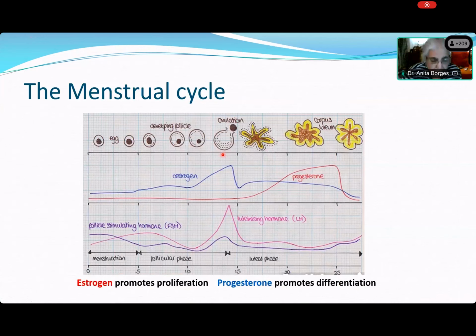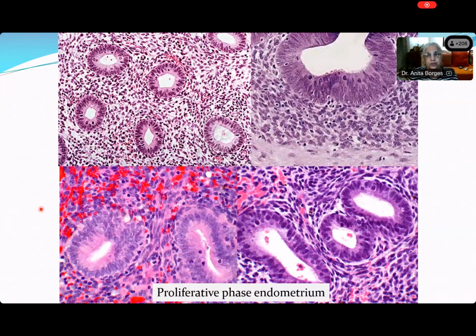Okay, so once again, please be aware of the menstrual cycle, and I'm repeating it like a mantra. Estrogen promotes proliferation, progesterone promotes differentiation. And I'm telling you this mantra, you have to learn it, because it has a very important connotation when you are looking at an endometrium. All right, so now let's come to the actual endometrium over here.